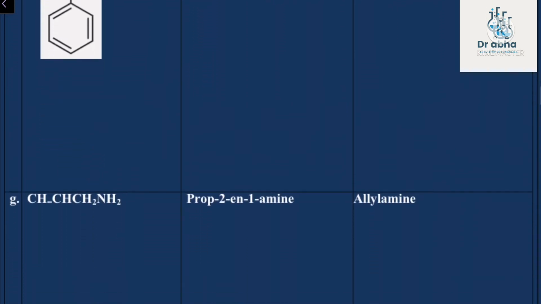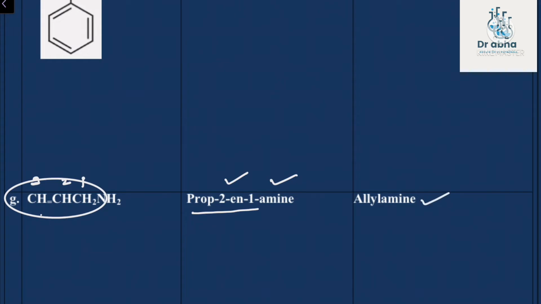Look at this one. This is 1, 2, 3. At the second position there is an ene, at the first position there is an amine, and a 3 carbon chain, so prop-2-ene-1-amine. I hope it's clear. Or this whole thing is also known as allyl.